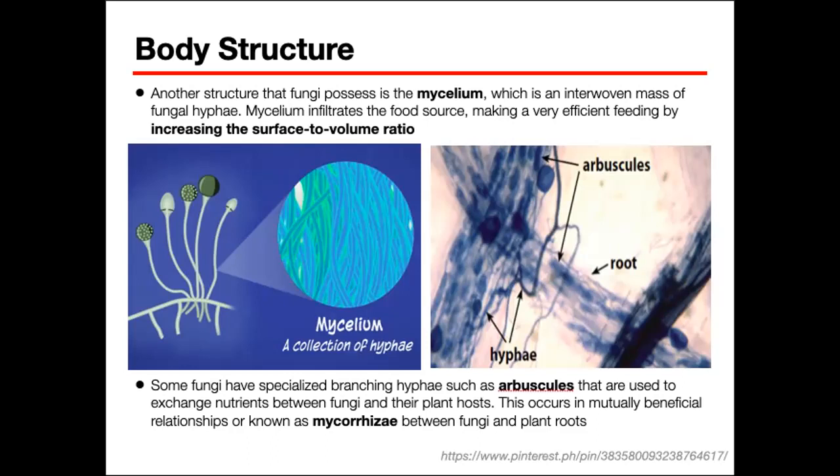And some fungi would have these specialized branching hyphae such as arbuscules that are used to exchange nutrients between fungi and their plant host. So this occurs in mutually beneficial relationships known as mycorrhizae between the fungi and plant roots. So there are many empirical data that supports the claim na yung mga plants daw that have established mycorrhizal associations tend to grow faster and mas efficient yung kanilang nutrient absorption as opposed to those plants na walang mycorrhizal associations. Okay?